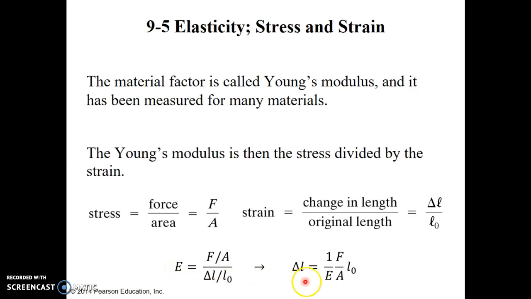We can slightly rearrange this equation and solve for the change in length of an object. So if you stretch an object, its change in length will be 1 over Young's modulus, which is defined by the material itself, times the force per unit area, times the initial length. Now, in your textbook, in Chapter 9, there is a table that shows the Young's modulus for a variety of materials, for iron, for copper, for plastic, for many different other materials.